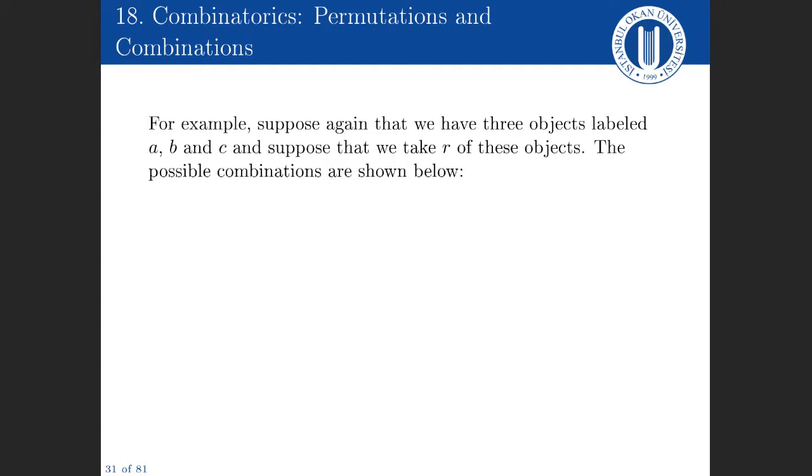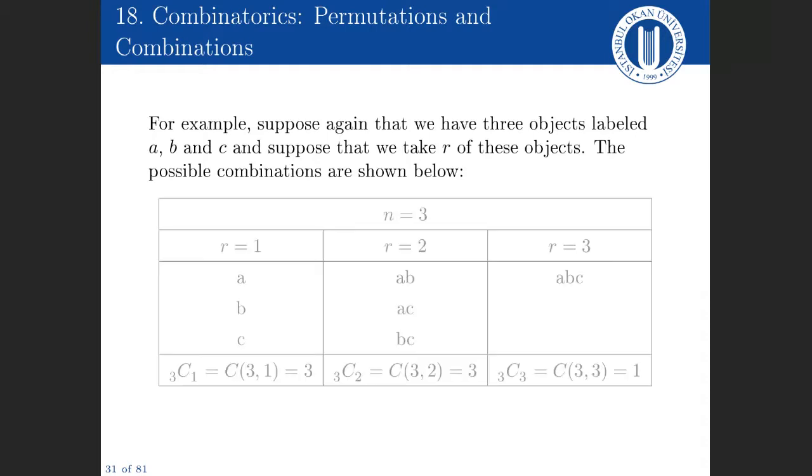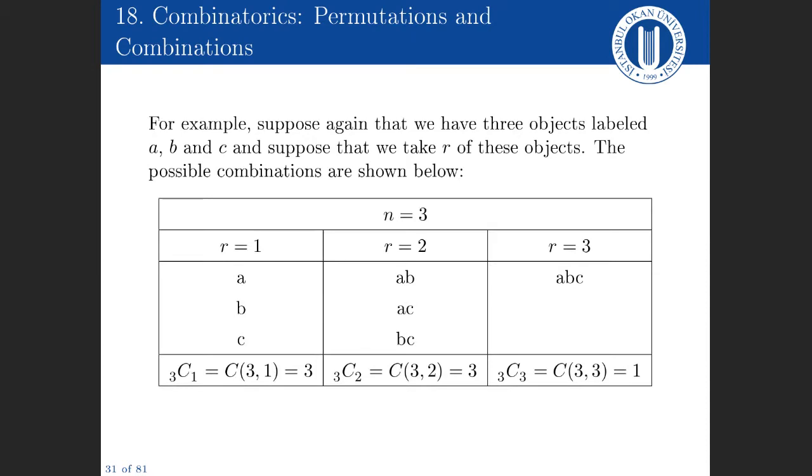For example, again, let's suppose we have 3 objects which we are going to call A, B, and C. And let's suppose we take r of these objects. Then the possible combinations look like this. First of all, let's suppose we take one of the objects. We could choose A, we could choose B, we could choose C. There's 3 different choices, 3 combinations. 3 choose 1 is equal to 3.